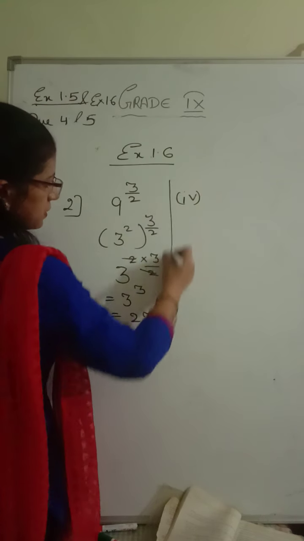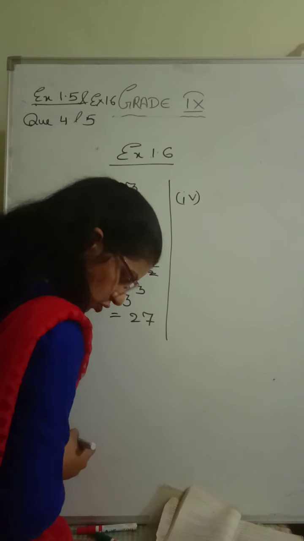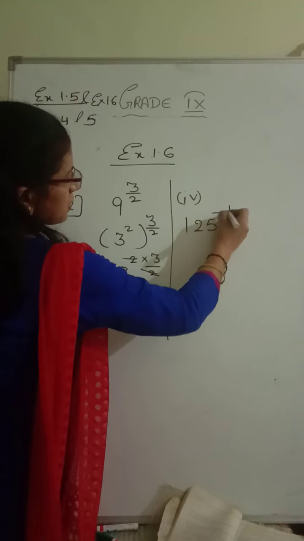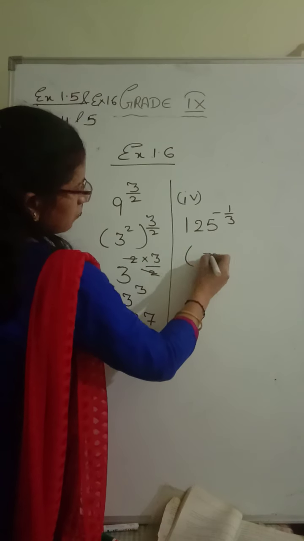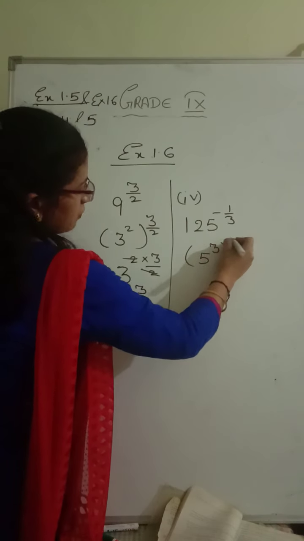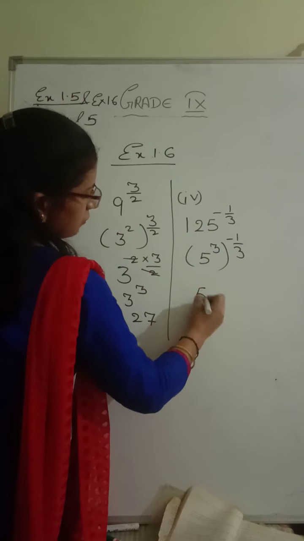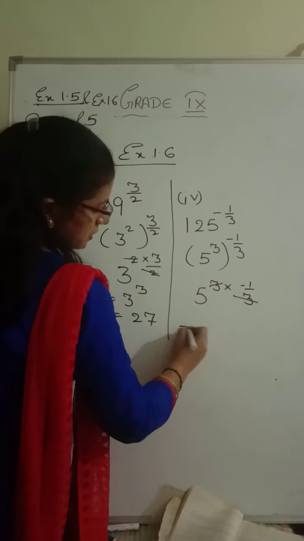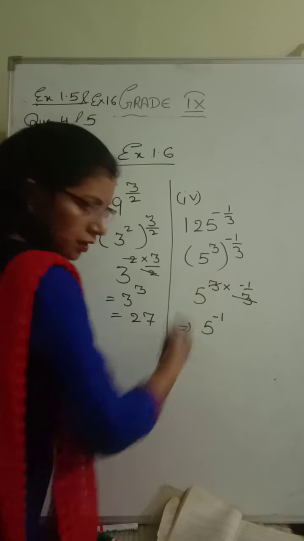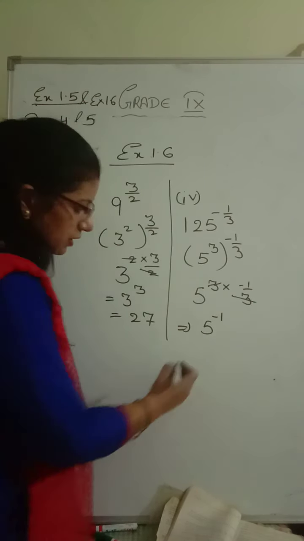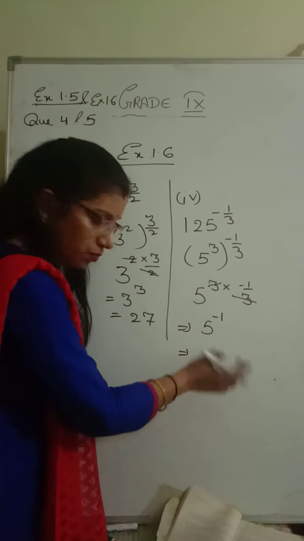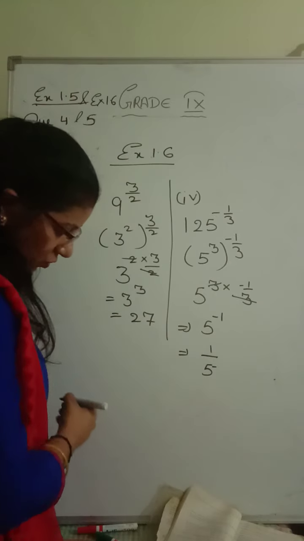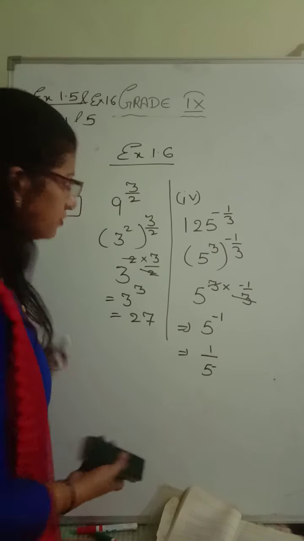Come to its fourth part. Fourth part is 125 raised to the power minus 1 upon 3. So what same? 5 raised to the power 3 is 125, raised to minus 1 upon 3. Open the bracket. 5 raised to the power 3 into minus 1 upon 3. 3 to 3 cancel. So it is 5 raised to the power minus 1. 5 raised to the power minus 1 can be written as, if we send it to the denominator, the power will become positive. 1 upon 5. This is your answer. Come to question number 3.